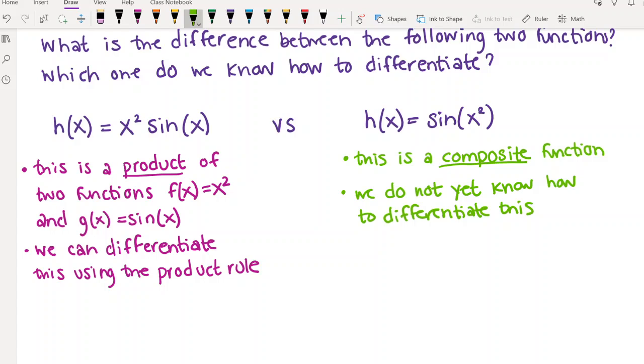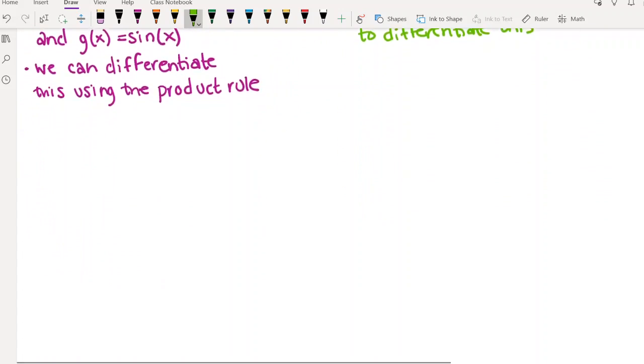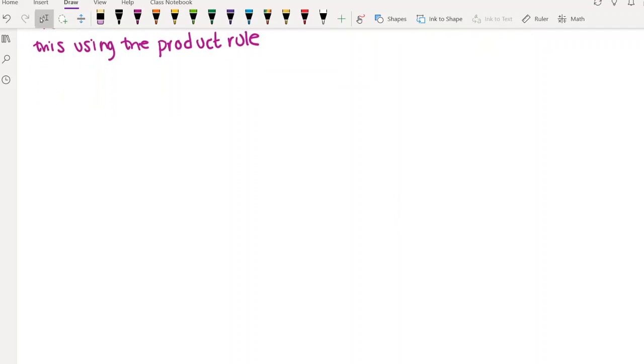But that's what we're going to talk about today. Okay, so I want to start, before we even get into derivatives, we're going to spend a little bit of time just talking about what it means for a function to be a composite function and practicing with identifying what are the two functions that are being composed.